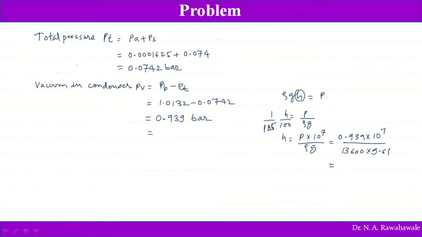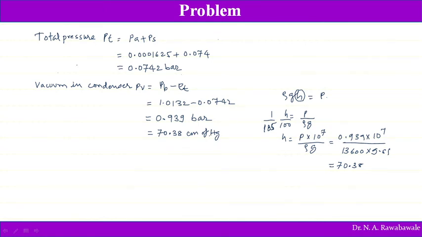On calculation, this pressure in centimeters we get as 0.939 into 10 to the power of 7 divided by 13,600 divided by 9.81. So this will be 70.38 centimeters of Hg, which is the vacuum pressure.